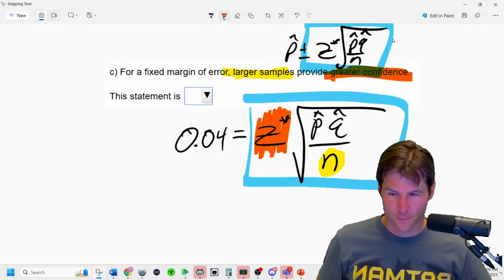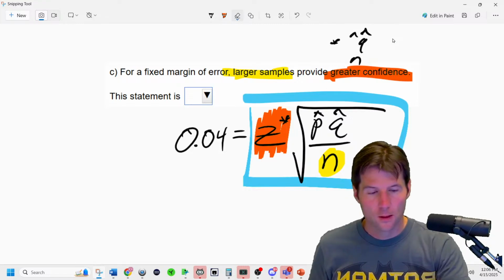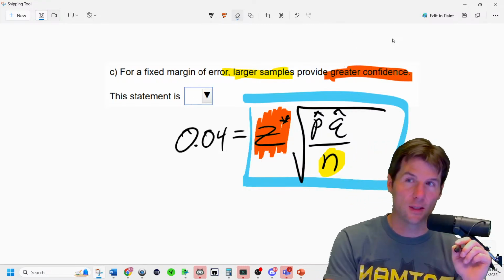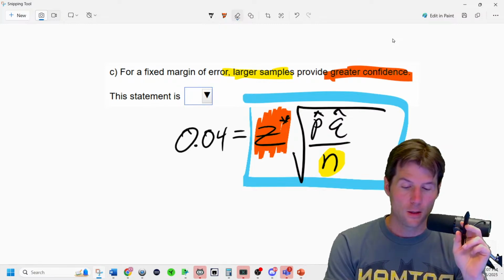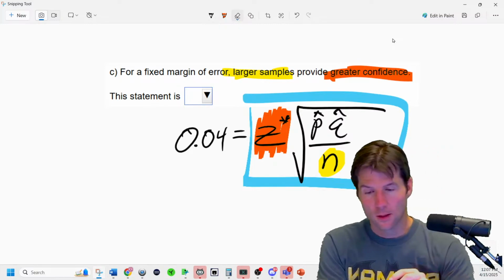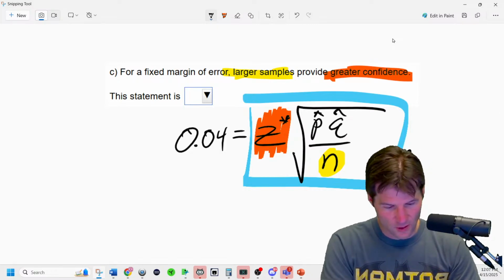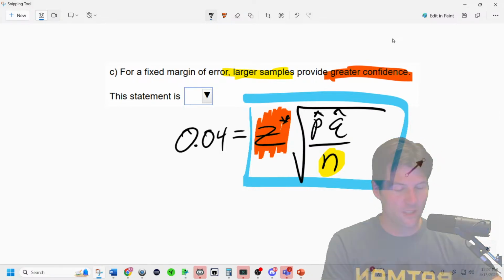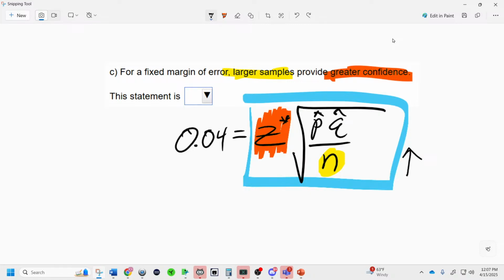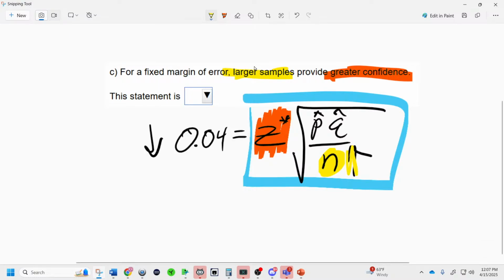So when you look at this right here, think about it. The orange thing is in the numerator. The yellow thing is in the denominator. So if n is increasing, the equation is going to change, right? Does that make sense? Bigger n, this number is going to change. So what would have to happen here? Because if n is increasing, this is going to go down because of n.